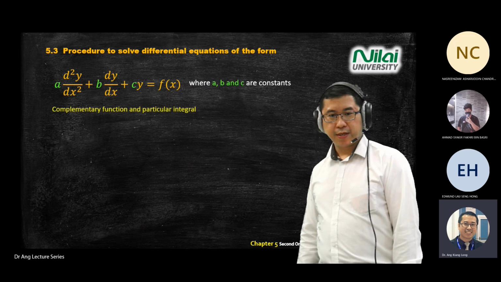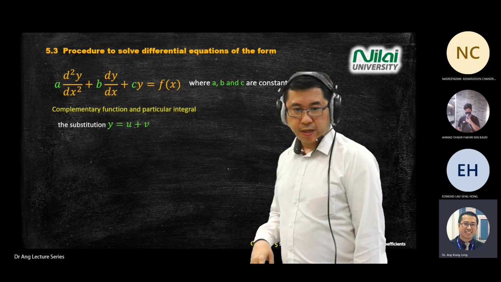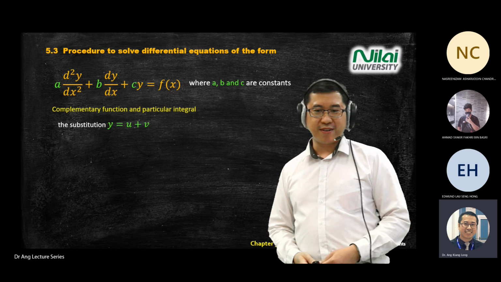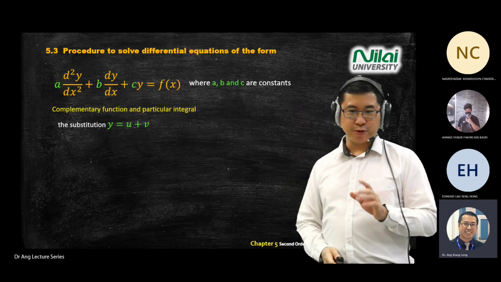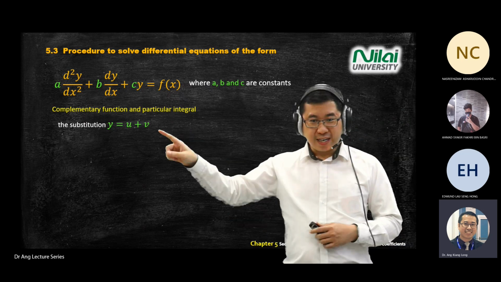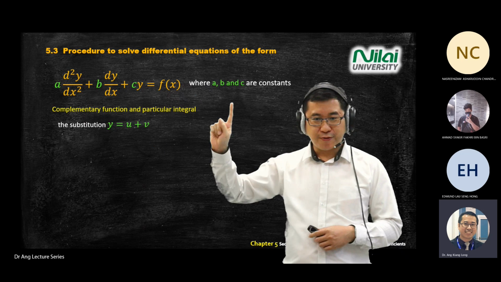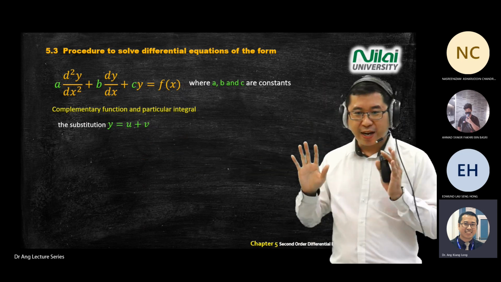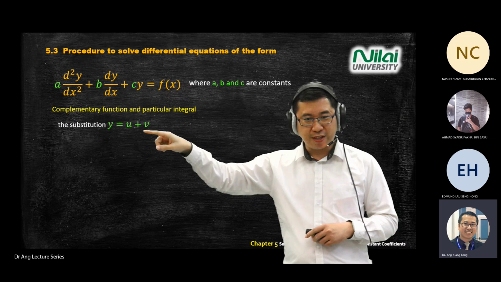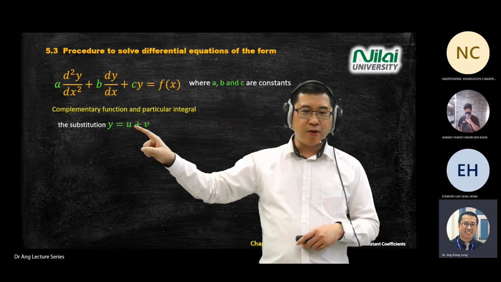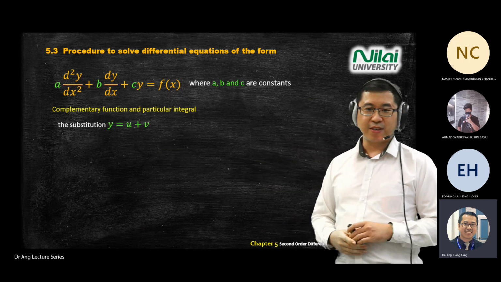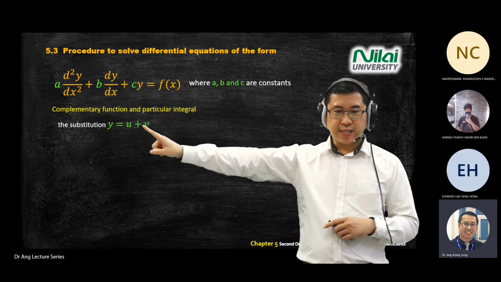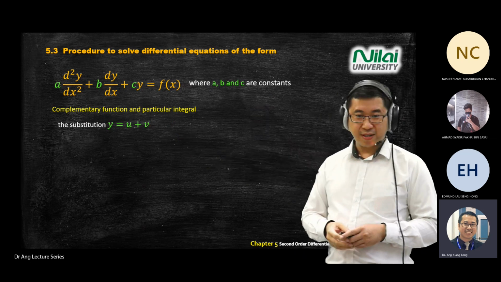Let's see the first example. These are the steps, these are the procedure. We'll go through a few examples, then you'll see the SOP, standard operating procedure. First, you write in your answer sheet, you copy this one. First step to solve this kind of question, you write y equal to u plus v. You don't solve for y first at this moment, you just keep this in your mind. You write this one, you get 1 mark, in your answer to solve this non-homogeneous equation.